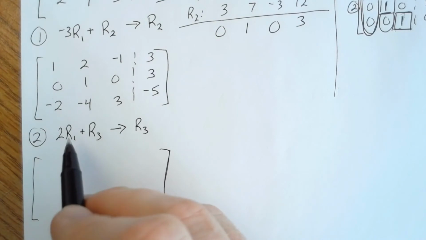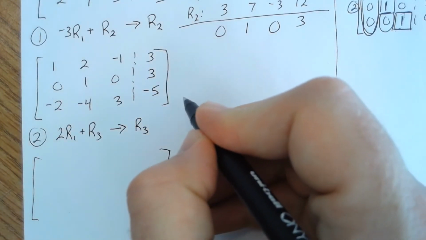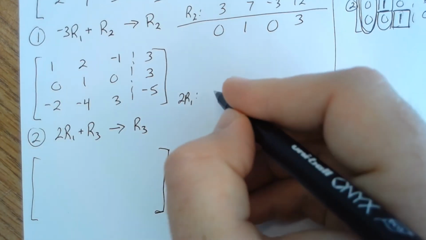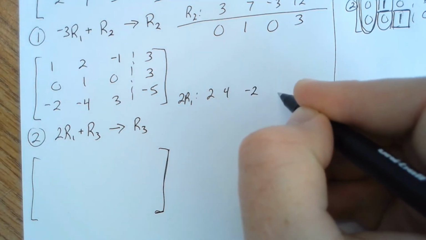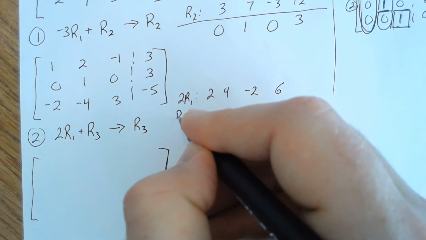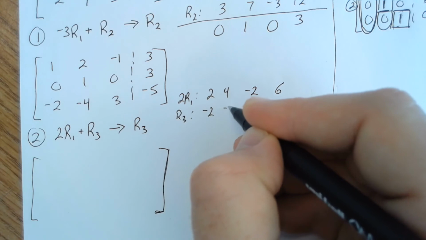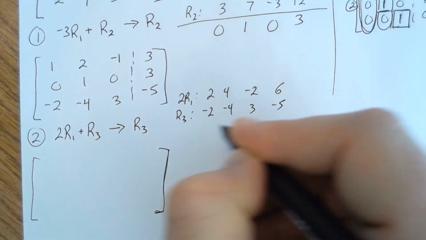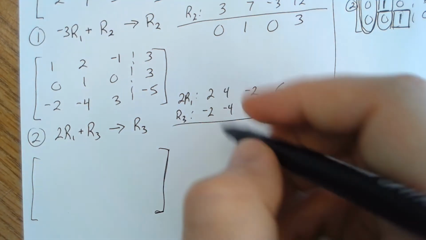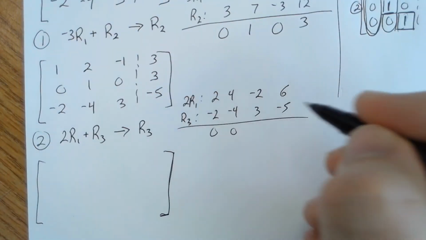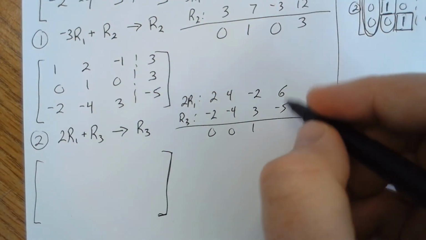So the next step here is me taking row number 1, multiplying it by 2. So 2r1 is going to be the same thing as 2, 4, negative 2, 6. I'm going to take row number 3 and rewrite it down: negative 2, negative 4, 3, and negative 5. I'm going to go ahead and draw the line here and add these things together. This is going to cancel out. These are going to cancel out. Those are just really, really lucky. And then I'm going to get 1 and 1 here.